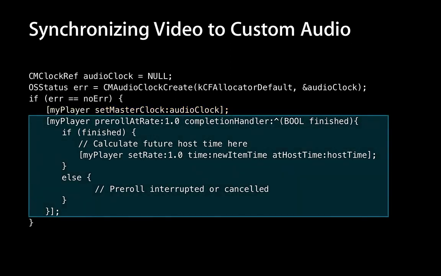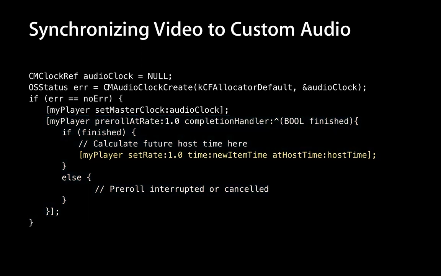To get AV Foundation to pre-roll and get ready for this future host time, we say pre-roll at rate, and the playback rate in this case is 1, regular playback, and then execute a completion handler when it's done. When that completion handler fires and it was successful, we calculate a future host time for when we anticipate our audio to hit the speaker, and finally, we set the rate to 1. We ask AV Foundation to set the rate to 1 when that future host time becomes current.